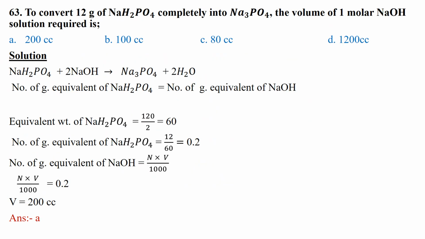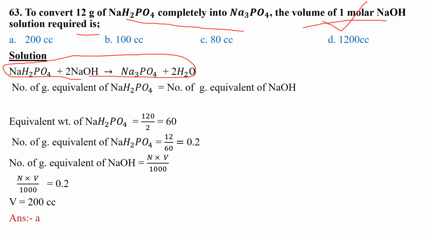Next question: to convert 12 gram of sodium dihydrogen phosphate completely into sodium phosphate, the volume of 1 molar sodium hydroxide solution required is? We have to calculate the volume of 1 molar sodium hydroxide required. Right? Here is the general reaction of the above numerical problem. Then we have to go through the concept of number of gram equivalents, that is, the number of gram equivalents of sodium dihydrogen phosphate is equal to the number of gram equivalents of sodium hydroxide.